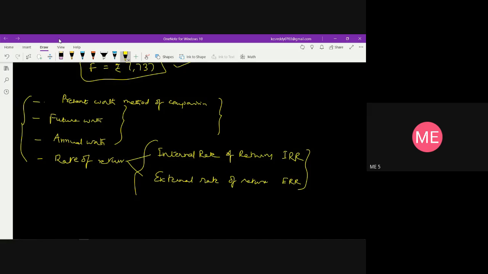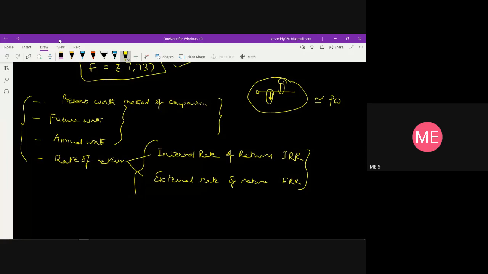These first three methods convert all the cash flows. Whichever method you take, present worth, future worth or annual worth, the cash flows we talked about are cash inflows and cash outflows. For any investment we'll have these kinds of cash inflows and cash outflows, which together are called cash flows. All these cash flows are converted into equivalent present worth. We calculate the present worth for each and every cash flow if we have different cash inflows and cash outflows, and similarly we'll do the same for future worth and annual worth.